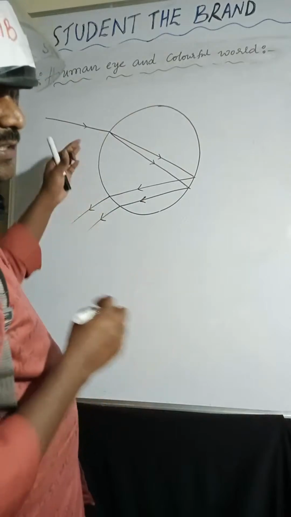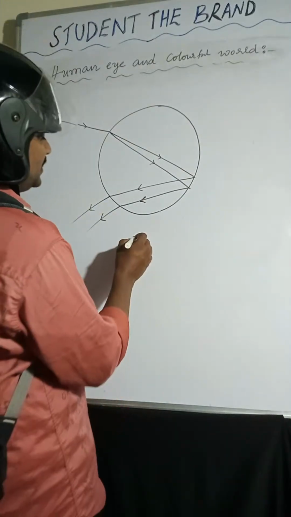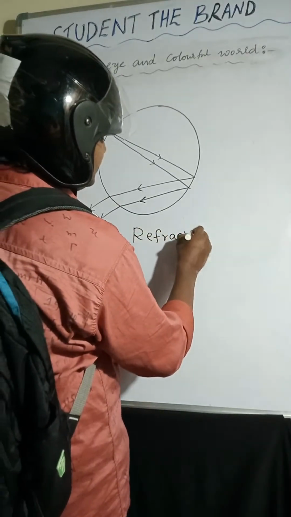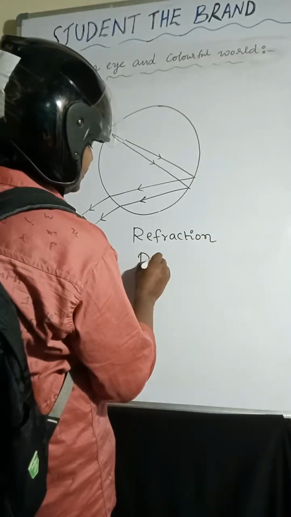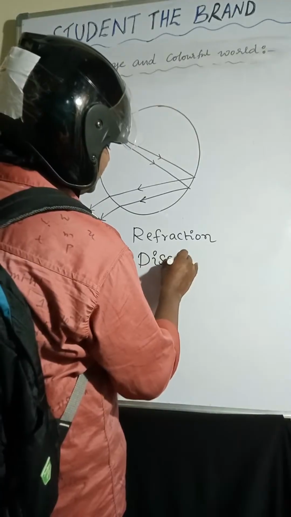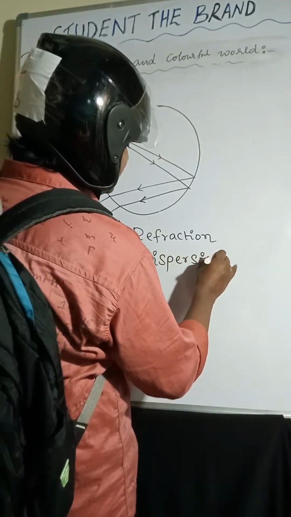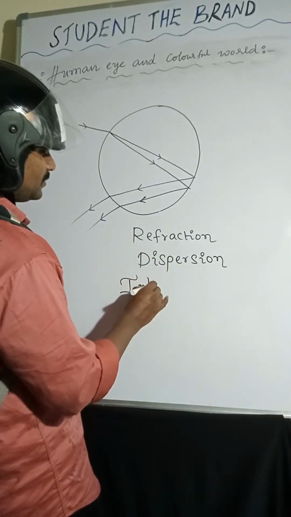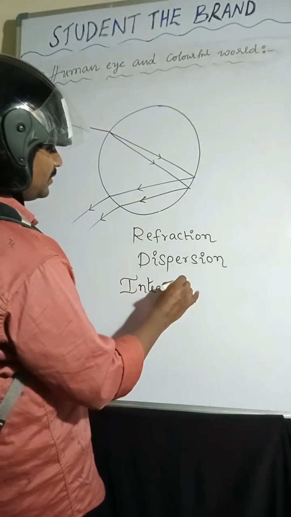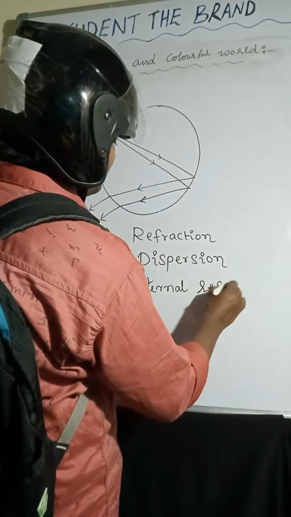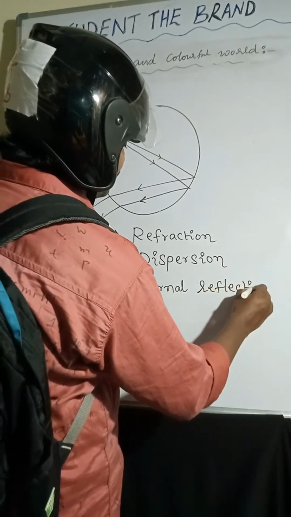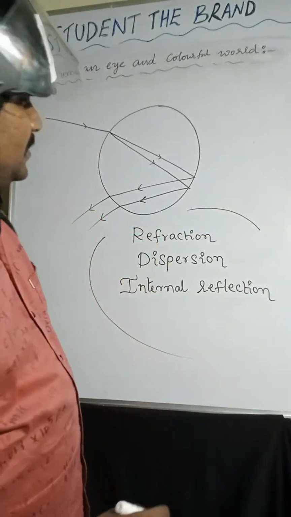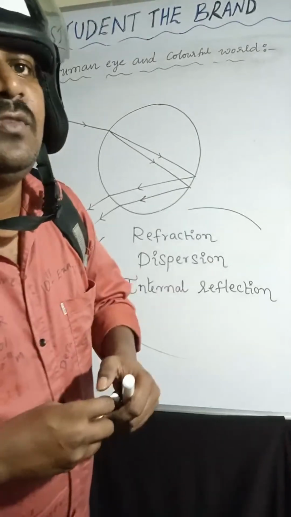You can observe. The phenomena involved in the formation of a rainbow are refraction, dispersion, and internal reflection. So these are the phenomena involved in the formation of a rainbow.